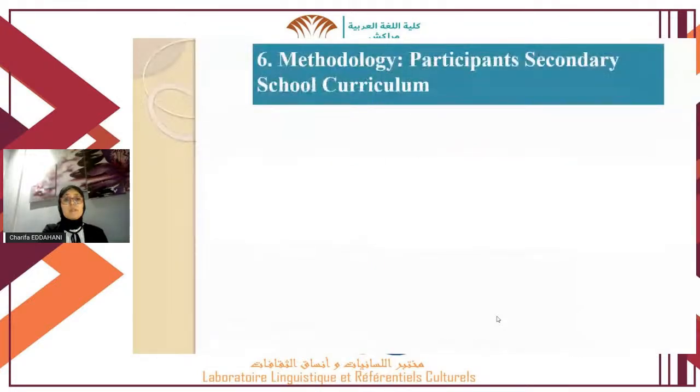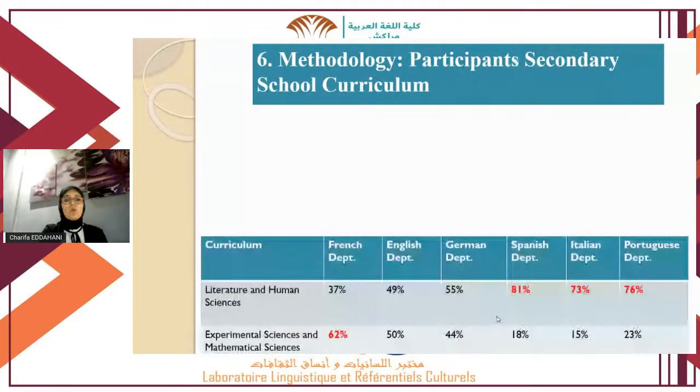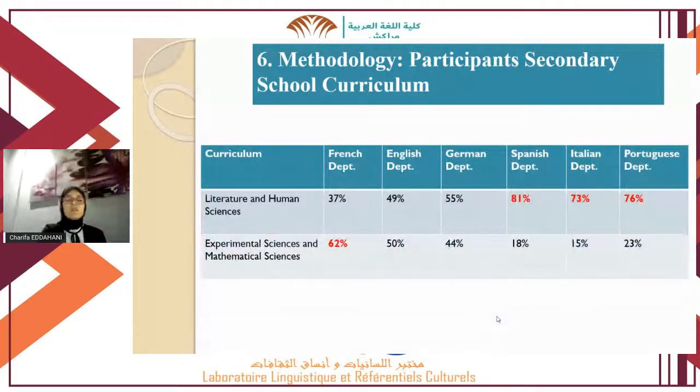Participants' secondary school curricula. So we wanted to know if they had studied literature and human sciences at the secondary school, or experimental sciences and mathematical sciences. As you can see here from the percentage, for the French department, the majority come from experimental sciences and mathematical sciences. As regarding the other departments, the majority, for example, in Spanish and Italian, come from literature and human sciences. We will discuss this data later.